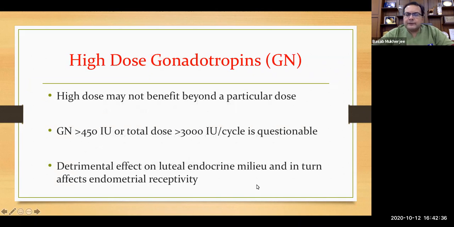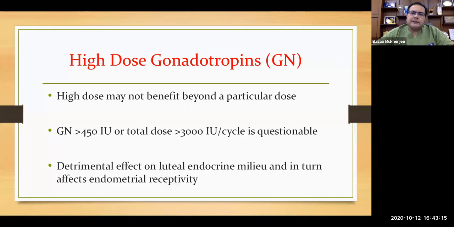So high dose gonadotropins, let's have some discussion on that. It may not be beneficial after a particular dose. So you just can't keep on increasing. After all, it's a woman's body which you're injecting the gonadotropins into. You want the results, you want the ovaries to produce eggs, but at the same time, everything would have effects and side effects. So gonadotropins more than 450 international units, or a total whopping dose of more than 3,000 international units per cycle, is really questionable. You just can't keep on whipping a horse trying to get more oocytes out of that poor ovary, which is not giving the desired results.